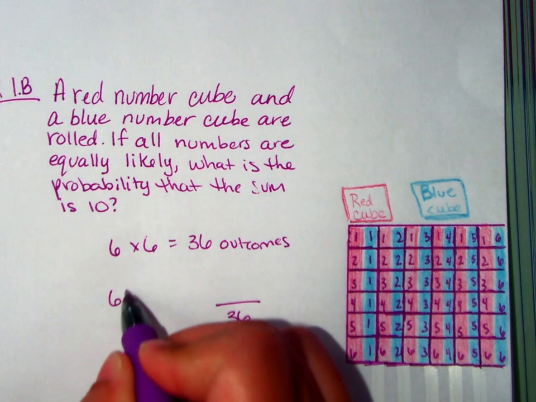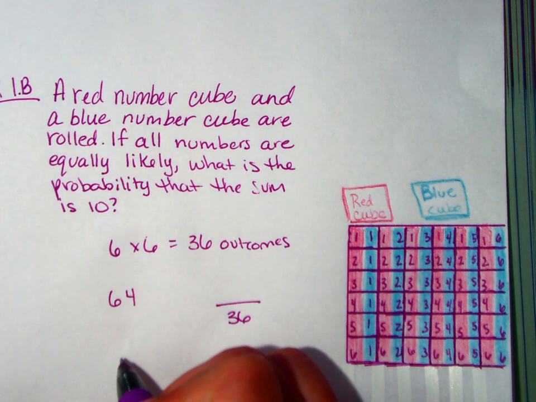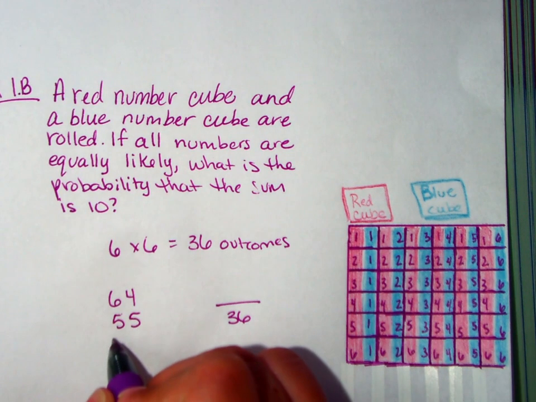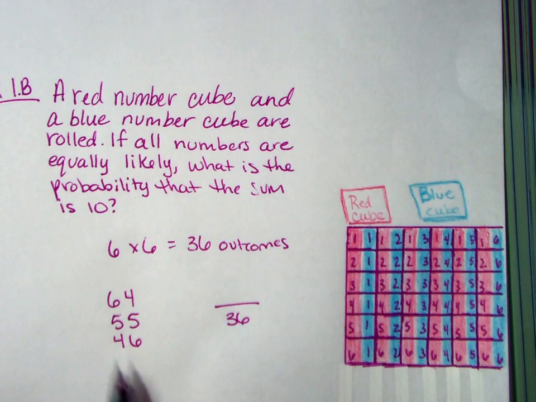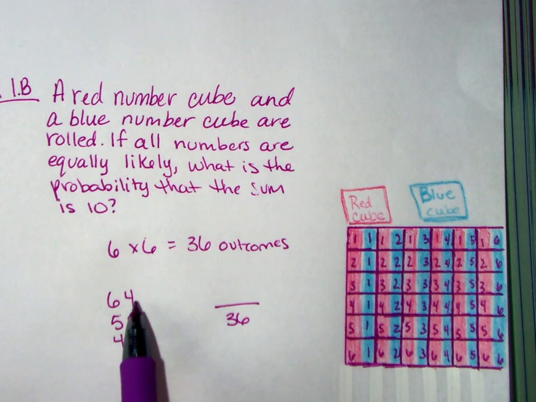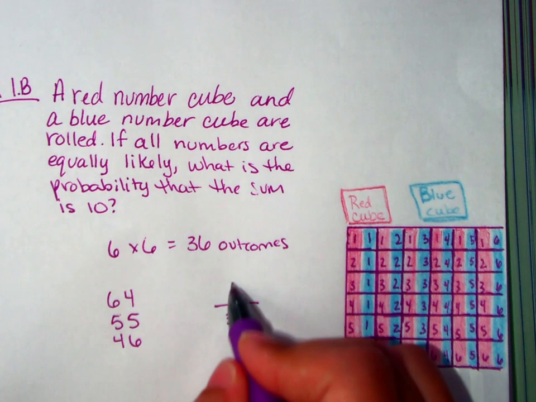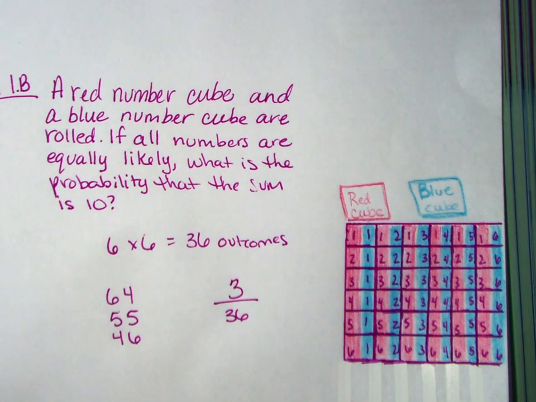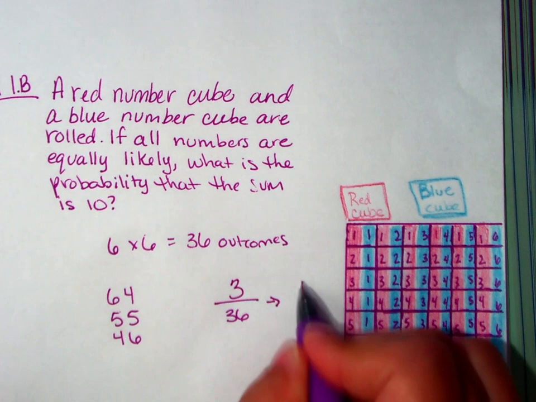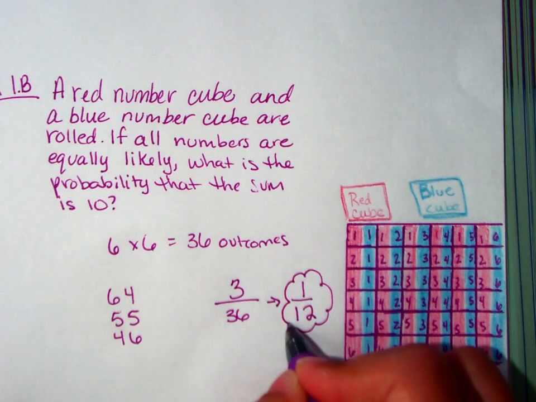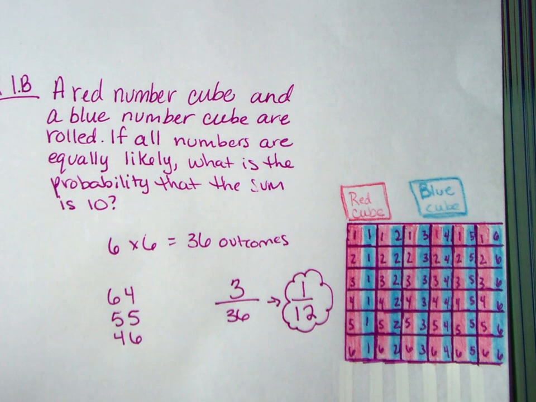What about 6 and 4? We have 5 and 5. We have 4 and 6. Now, this could be a red 6 and a blue 4. And this one could be a red 4 and a blue 6. So there are 3 of them. So 3 out of 36, and you can reduce that to 1 over 12. And that's our answer. Okay.